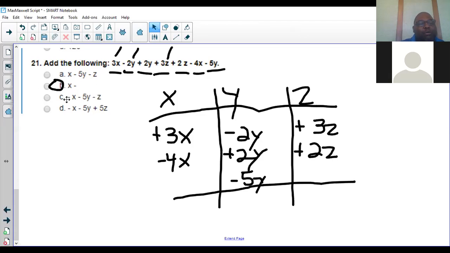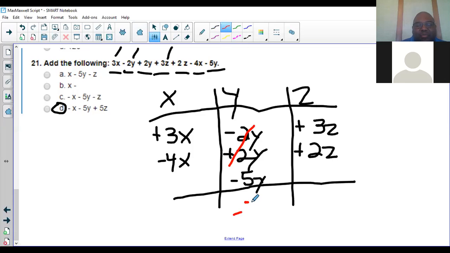Okay. So how about C? Would it be C? It's D. You say it's D. Okay. And it's D for what reason? The two Y's cancel each other out, so you only have -5 left. That's true. And then the Z is positive.